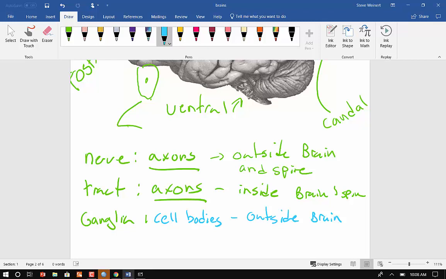But what do we call a cluster of cell bodies inside the brain? It's called a nucleus.